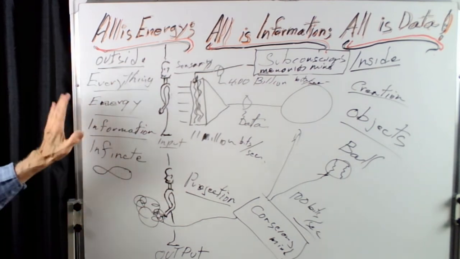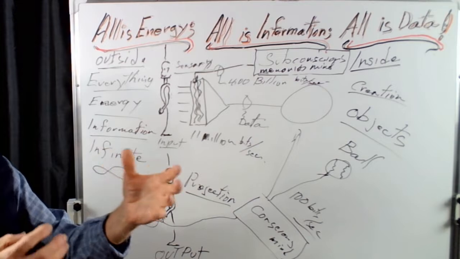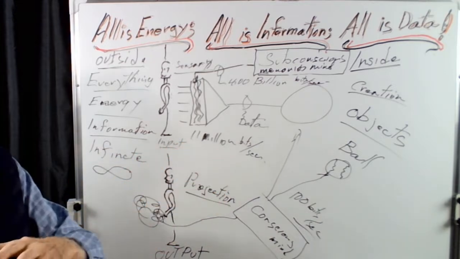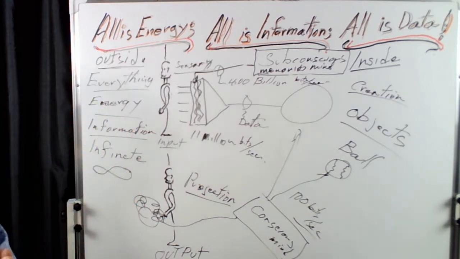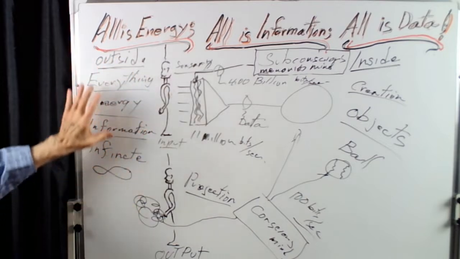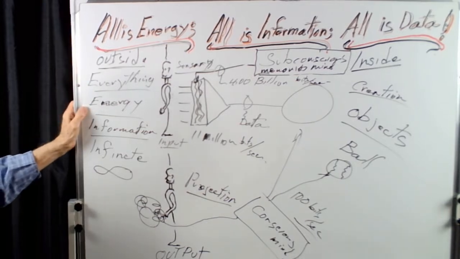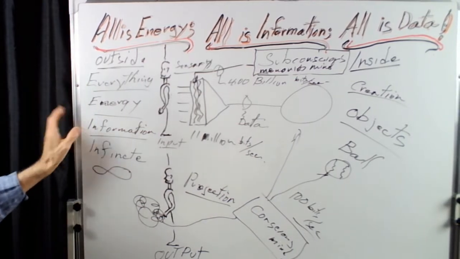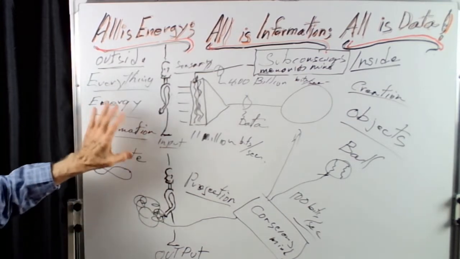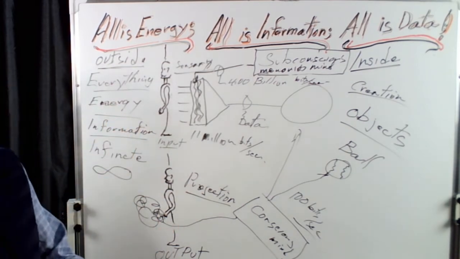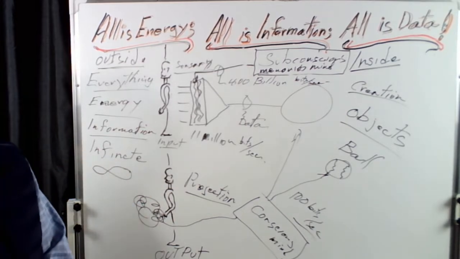Really quickly, outside is energy, moving, undulating, in and out of each other, fields, different fields of energy interacting to cause this energy out here. So outside of us is everything. It's energy. It's information in that form. And since it's everything, it's infinite, and infinite has a symbol of what's called a lazy 8.